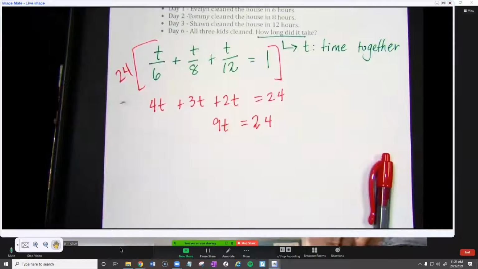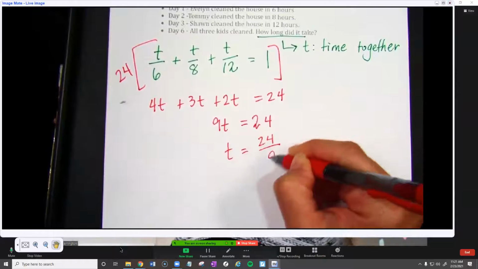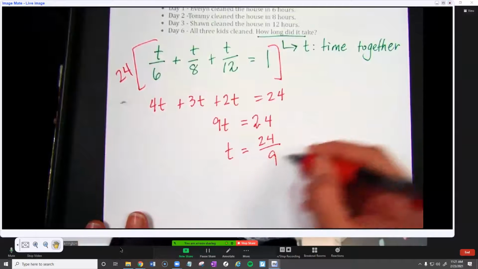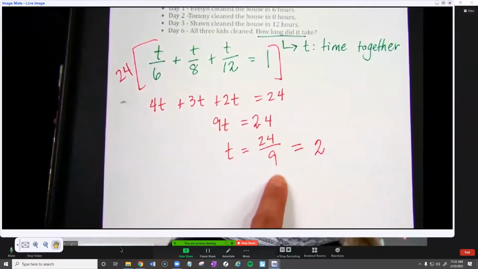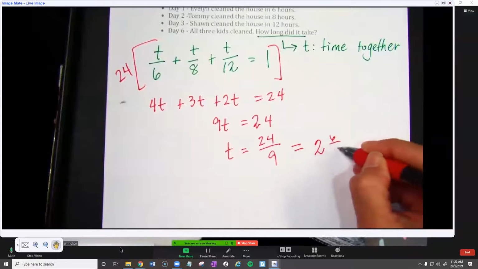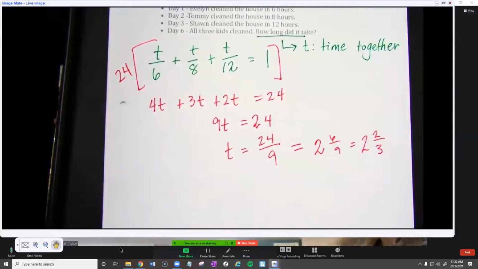All right, so we don't get a whole number this time. So when we solve for t, we get 24/9 hours. I have no idea what that is. So we are going to change it to a mixed number. So that's going to be 2 and what? What does that simplify to? 2 and 6/9, which is 2 2/3. So when they worked together, it took them 2 2/3 hours.